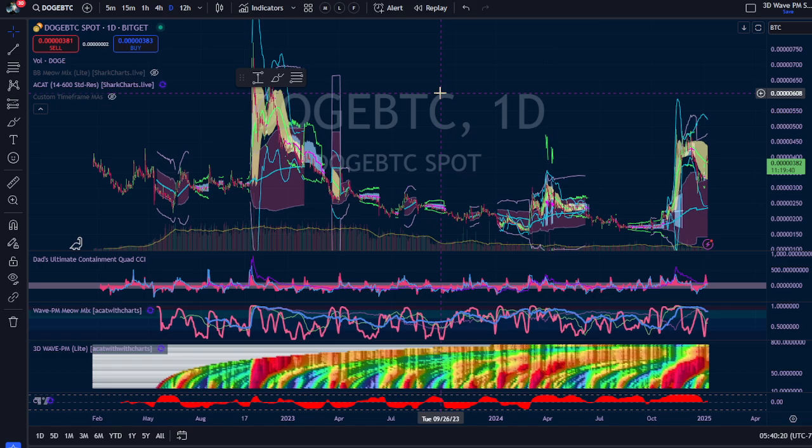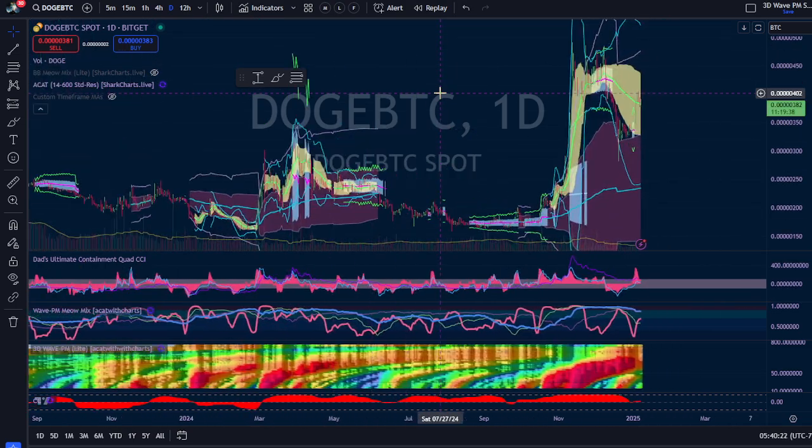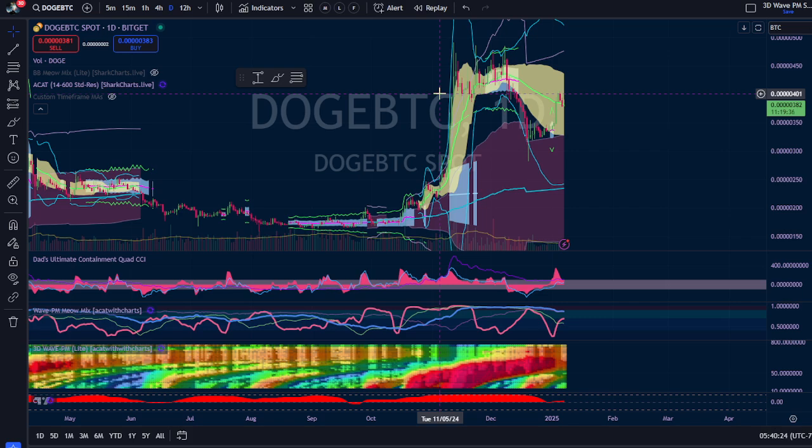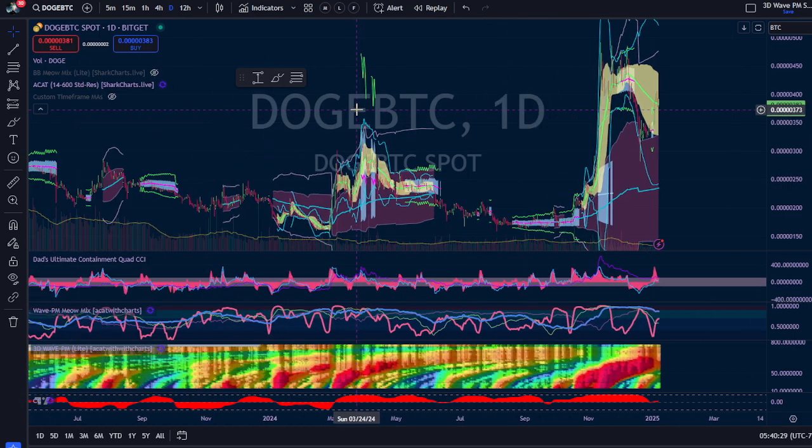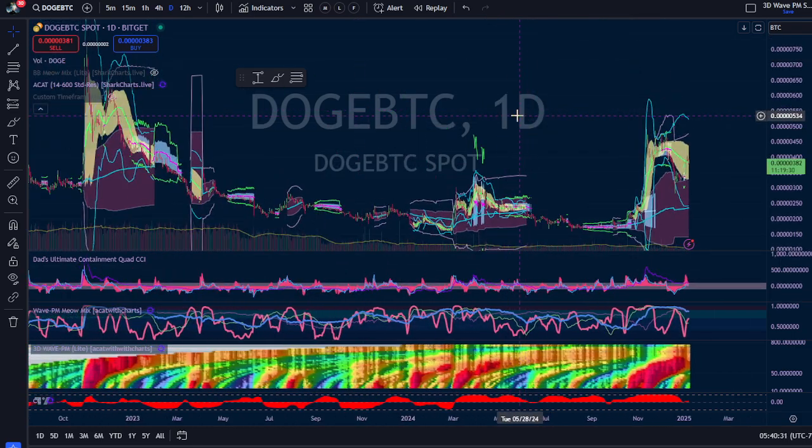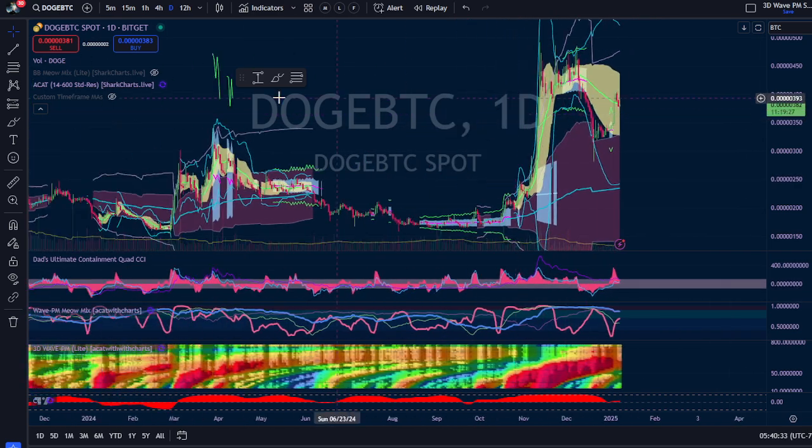We don't often see secondary impulses. I would take profit nowish. Second legs up on Doge aren't common. Tends to be very pumpy and dumpy. Very cyclical. So next time price is doing nothing, consider buying Doge.